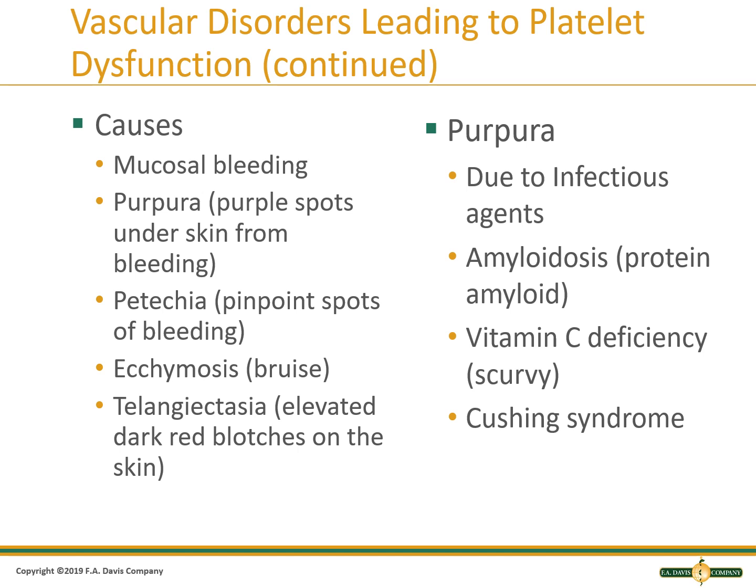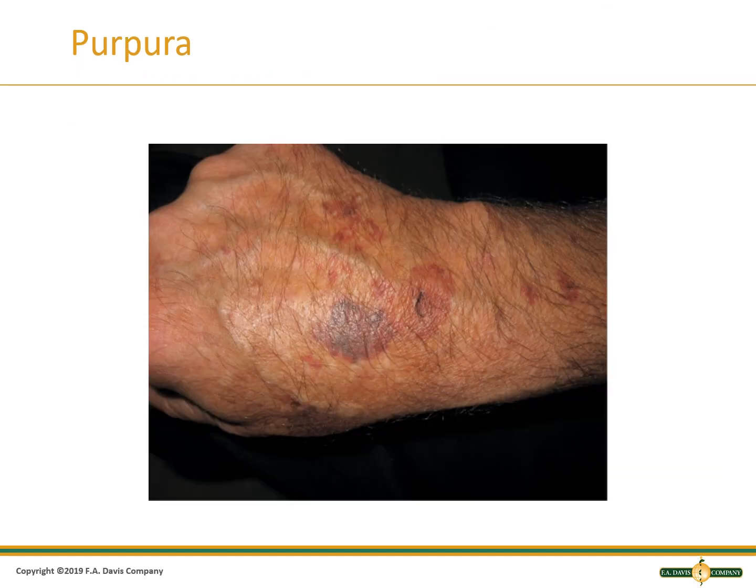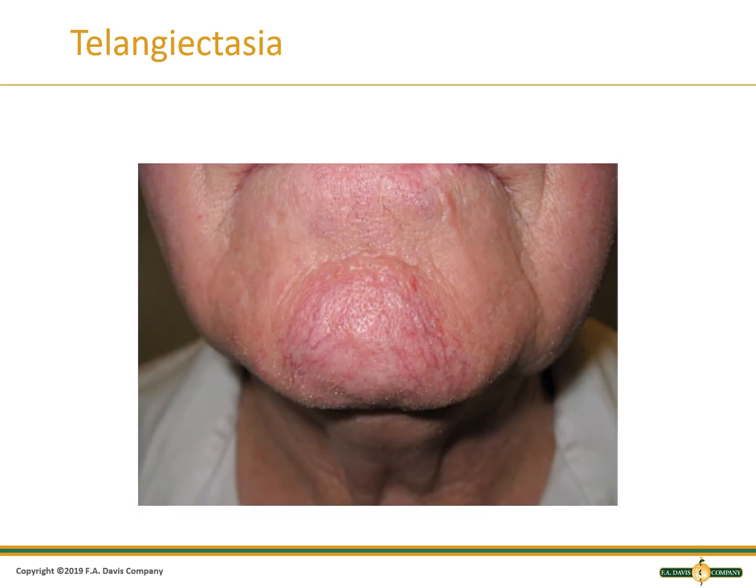The purpura may be due to infectious agents, amyloidosis, which is where there are deposits of the protein amyloid in different areas, even within your organs, vitamin C deficiency, or Cushing's syndrome. Here's an example of what purpura looks like. You can see the dark purple where the blood is broken up right underneath the skin. Here is an example of telangiectasia.